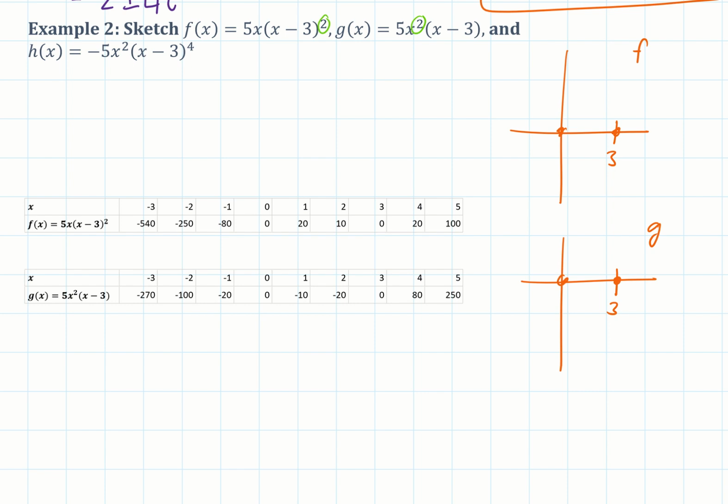So when I'm looking at the table of values for f, these y values are negative, then we've got a root at the origin. We knew that because of the factor x. Then I can see that the y values are positive. Then I've got a root at 3. Again, we knew that because of the factor x minus 3. And then, this is interesting, these y values are actually positive again. So what's happening is that the function is bouncing off of the x-axis at the y value 3. So f is going to look like this.